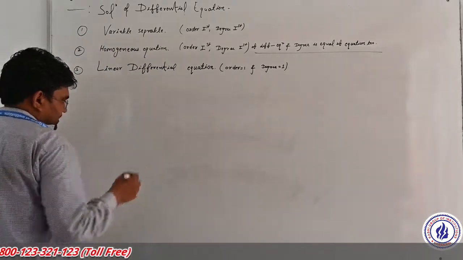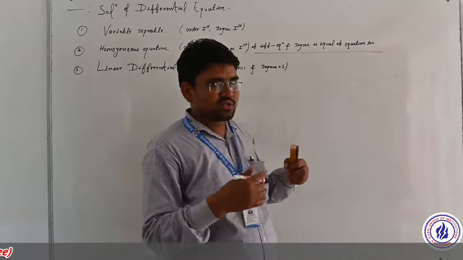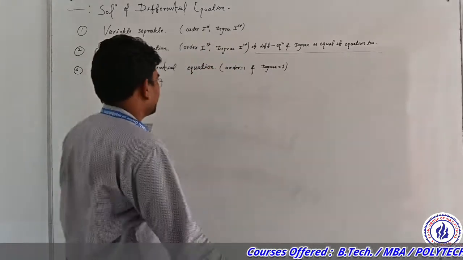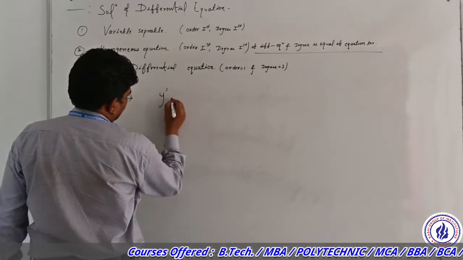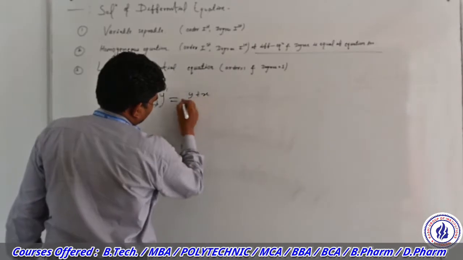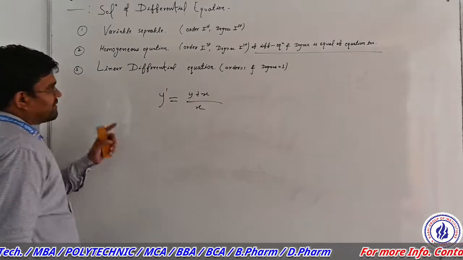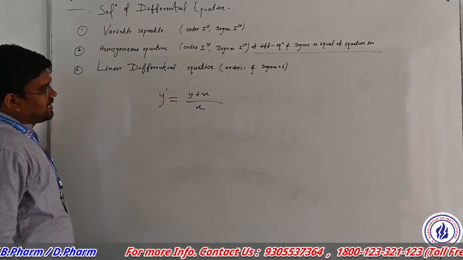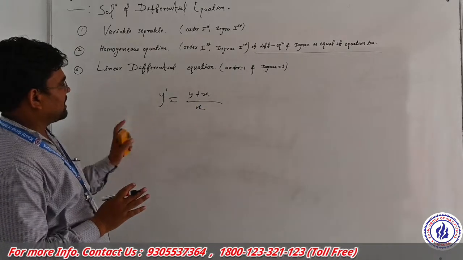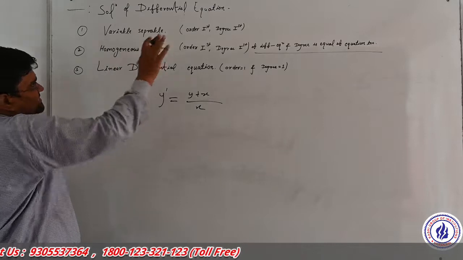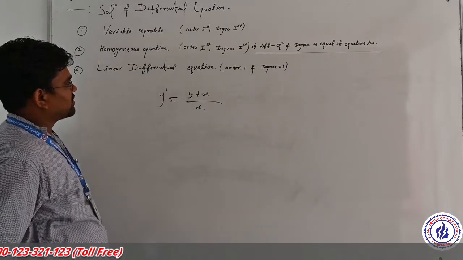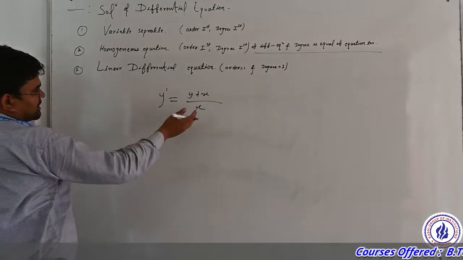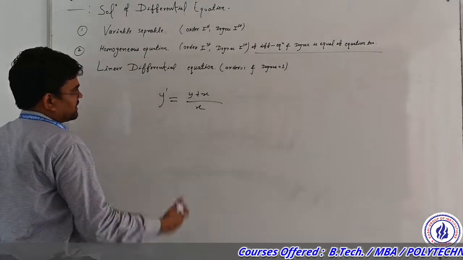Now let us be much clearer via an example. See here we have the example y dash equals y plus x upon x. This is a differential equation, and we cannot implement variable separable on this problem, because we cannot easily separate x with dx and y with dy.